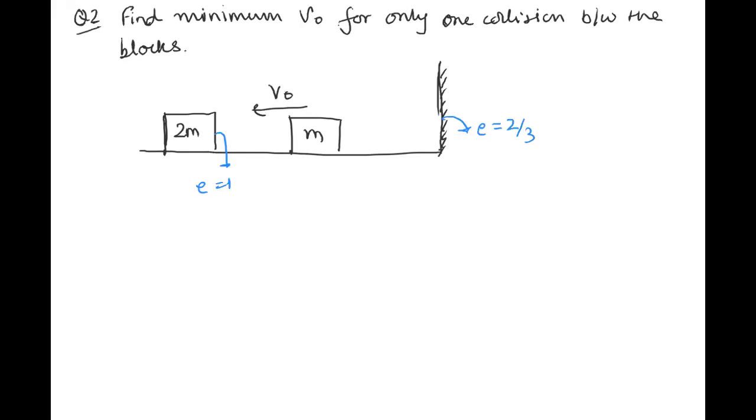Yes, initially it is stationary. Initially the 2m block is stationary. Actually, the original question was that the 2m block is not a block; it is a wedge, and the m block slides down from the wedge. But that would have become very long, so I shortened it for you.